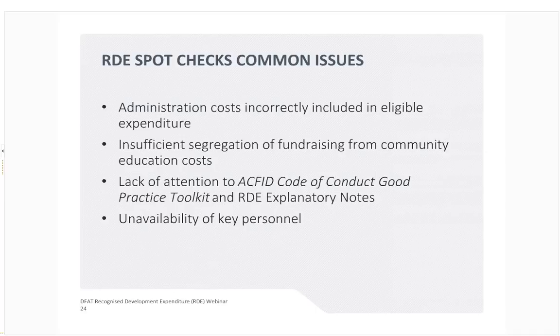The final point there on common issues: unavailability of key personnel. We have had instances where we've had to wait 4 or 5 weeks for people to be available, and we can do it, but it just means we have trouble meeting our guidelines for reporting to DFAT if we have to wait for a period of time. So it's helpful if people that have been involved in the RDE calculations are available in June. That's the time that we generally schedule the RDE spot checks to occur. But if not, we're always willing to wait.